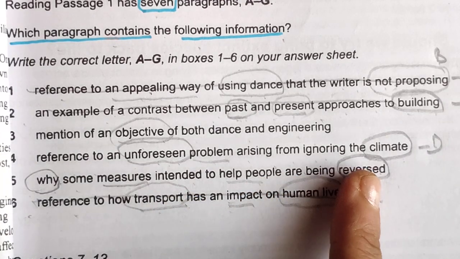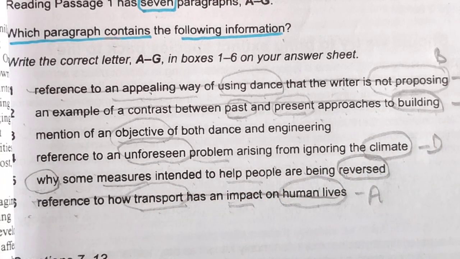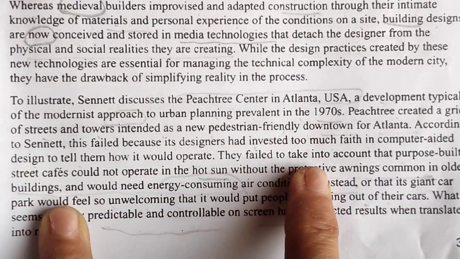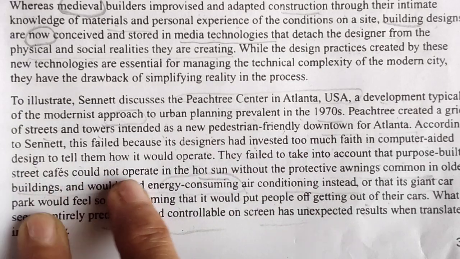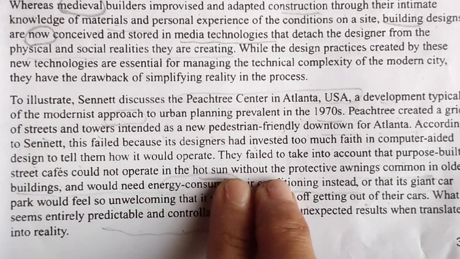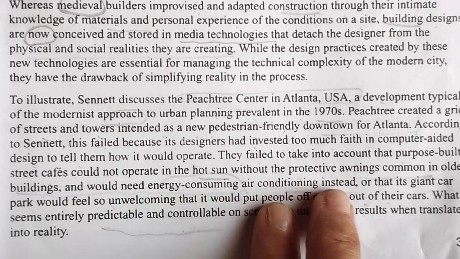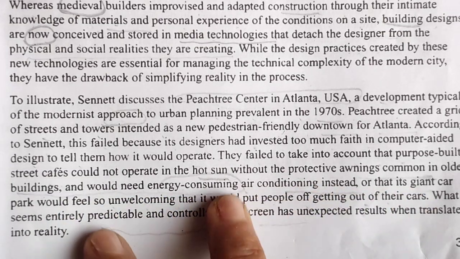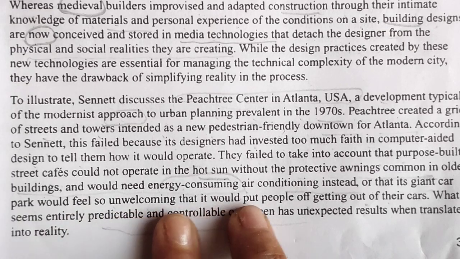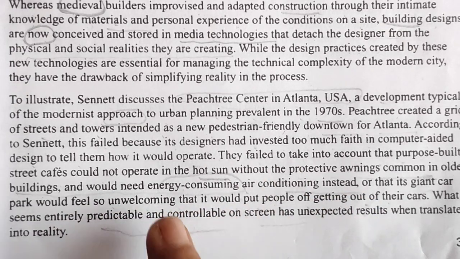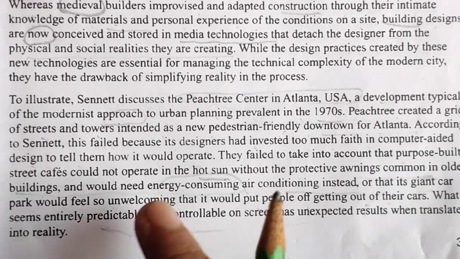Okay, so they were talking about the hot sun and all. So you can read it. I will show it. Here they failed to take into account that purpose-built cafes could not operate in the hot sun without the protective awnings, and would need energy-consuming air conditioning, instead of the giant car park feeling so unwelcoming that it would put people off. So everything they are denoting is that they are doing it for the climate.